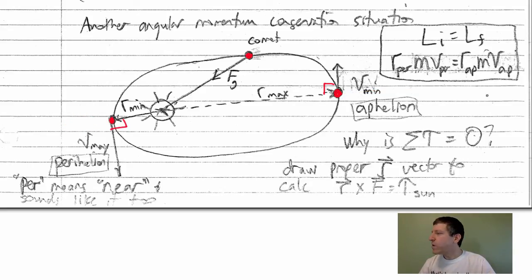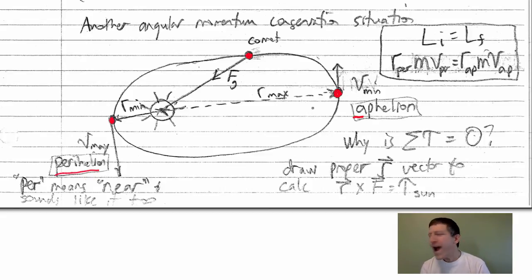Now one thing, that little mnemonic to remember: perihelion. Per sounds like it means near, and it sounds like it too. Perihelion, near the sun. Aphelion is away. A for away. That's when it's farthest away from the sun.